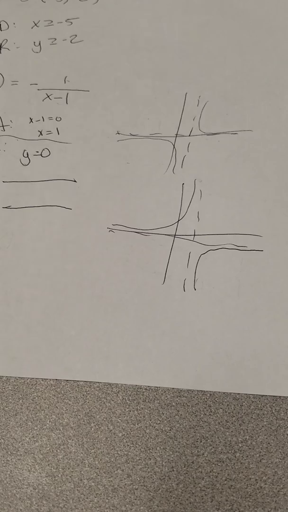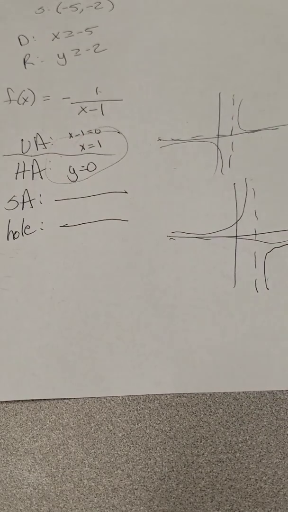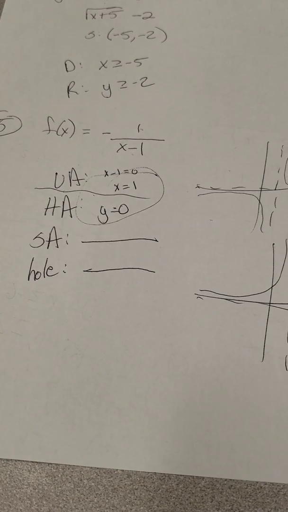Okay? But again, type it into a graphing calculator. It'll give you your stuff. If not, look for your asymptotes. That'll be the end of this video. I will pick up with number 46 in the next one.